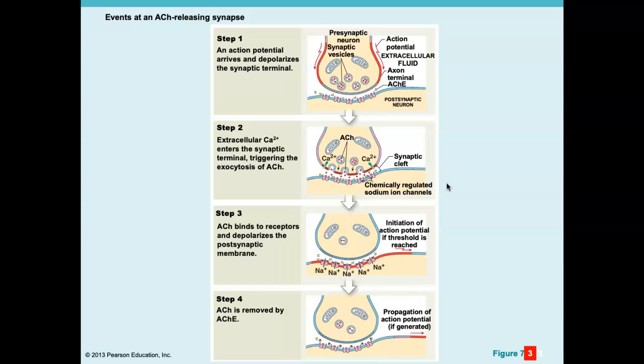So step 1, the action potential arrives at the axon terminal and depolarizes the synaptic terminal. Extracellular calcium enters and causes the release of acetylcholine. Acetylcholine crosses the synaptic cleft and binds to receptors on the second cell. This causes sodium to rush into the cell. The acetylcholine that does this is removed by acetylcholine esterase, the enzyme.